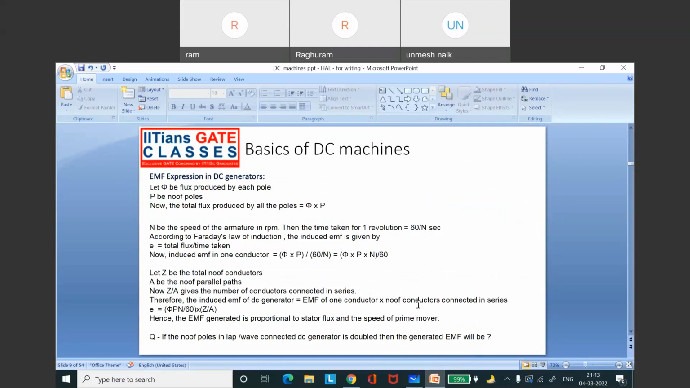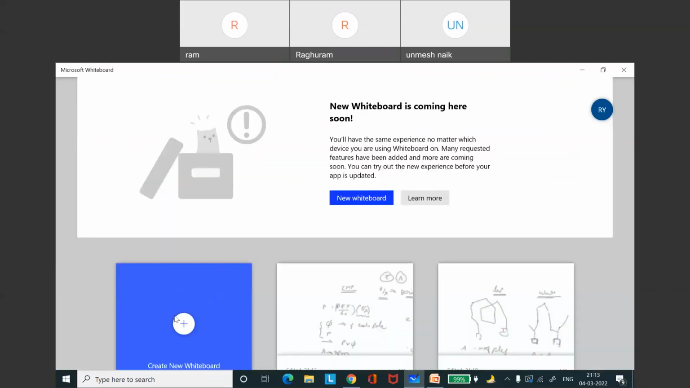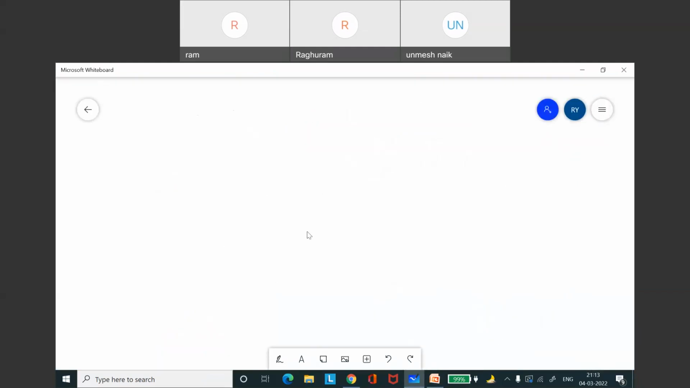Actually these are two questions. One is a lap connected DC generator, the other one is a wave connected DC generator. If the number of poles in the lap connected DC generator is doubled, then what will happen to the generated EMF? Will it become double or half or what? I give you a hint. You can solve it. The expression which we have derived earlier is φZN by 60 into P by A.